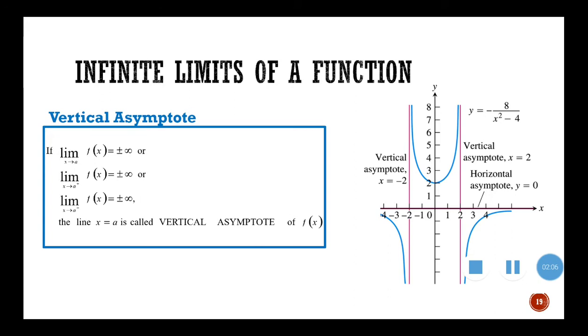Okay, vertical asymptote means when the value of x, whether from the right hand side or the left hand side, will cause the value of f(x) to be plus or minus infinity. So the lines here, in this case at -2 and 2, are called vertical asymptotes. As x approaches a certain number, in this case -2, it will result in f(x) being, sorry, infinity.